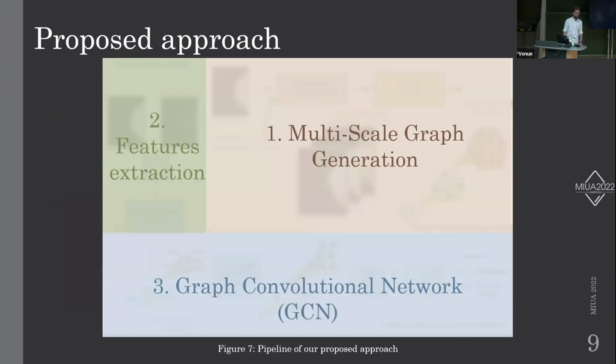Now that we have defined our graph and its associated node features, we can train our graph convolutional network to classify the mammogram in 3 steps. The first step is the multi-scale graph generation, which will generate a graph from a mammogram. The second step is the feature extraction. This is the step where we include a baseline network, a network whose results we want to improve while including topological information. And the third step is the graph convolutional network training part.